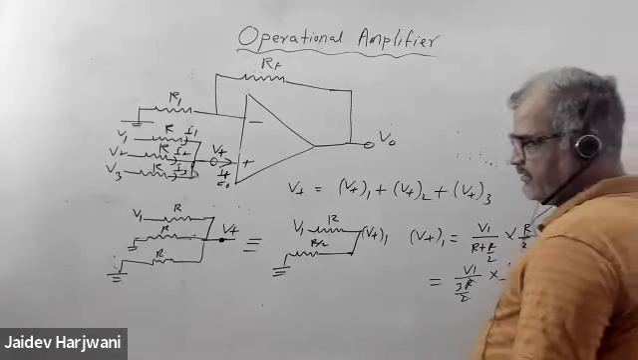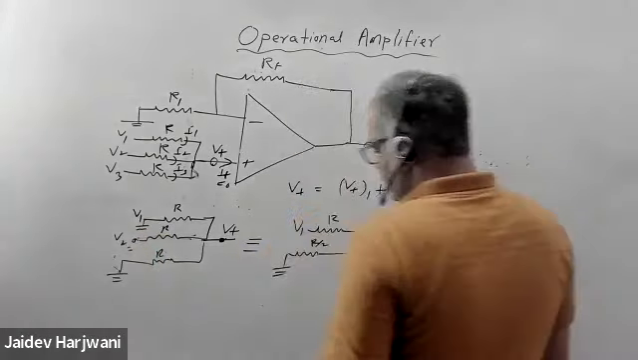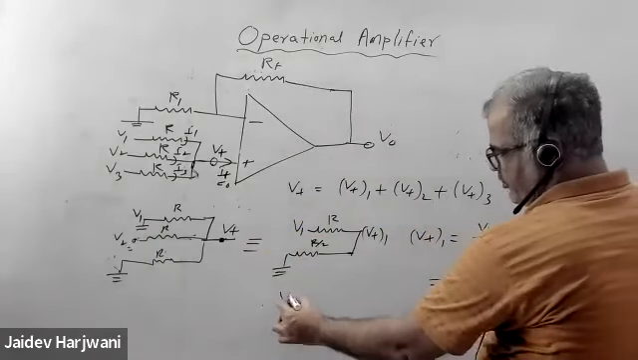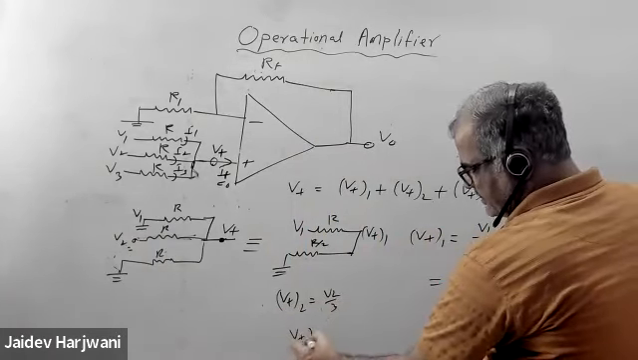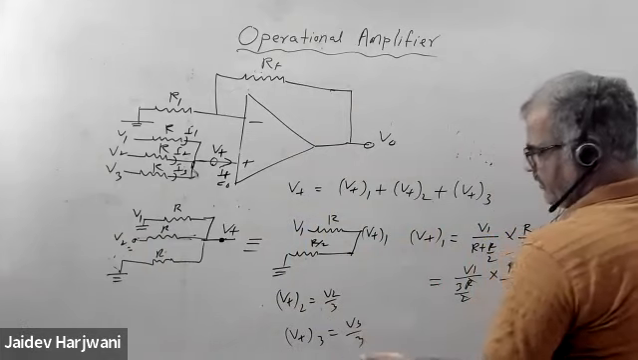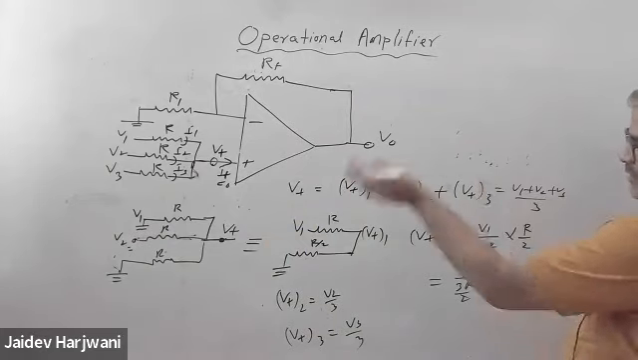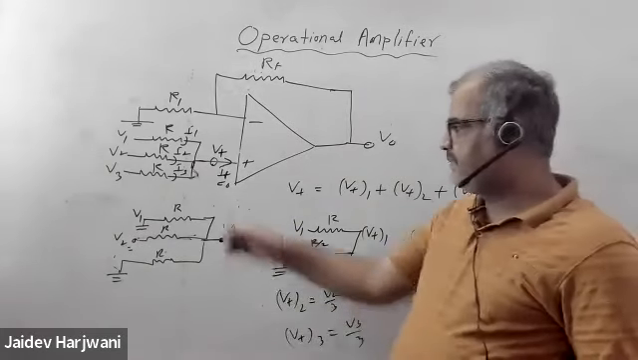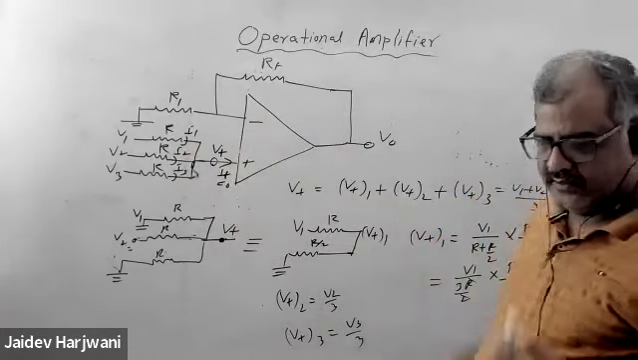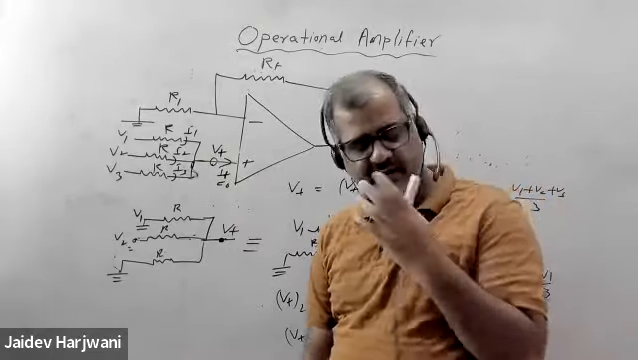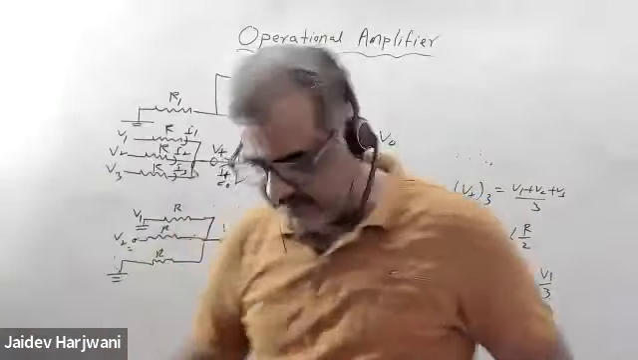Okay. Similarly, when I make this ground and make V2 active, then the contribution will be V2 by 3. Similarly, the contribution of V3 will be V3 by 3. Okay, and the total will be V1 plus V2 plus V3 by 3. So you can use any method. I prefer the earlier method, that is easy. With one step you can do it. So in op-amp generally we use these two techniques, nodal analysis and superposition principle, to solve almost all the problems.